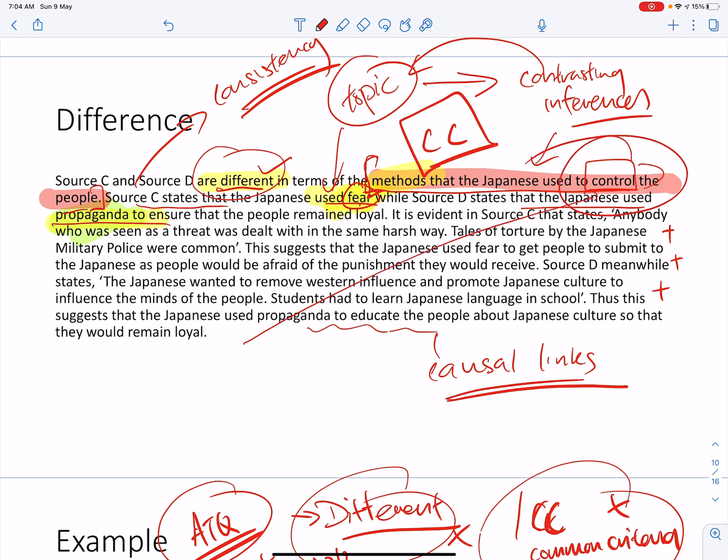So therefore, I'm very clear here. My criteria is about the control of the people. My difference is that one is about fear, one is about propaganda. I've written this clearly in my second line. Then I've given evidence and explanation clearly in my following lines to complete my paragraph. Alright, so take a look at this again. The notes are inside the Notion. Take a look again, and see how you can write a proper difference, proper similarity paragraph.